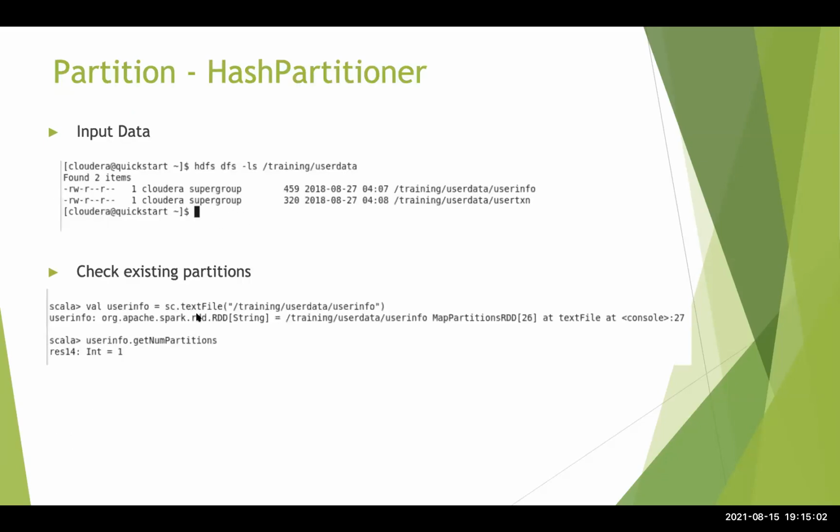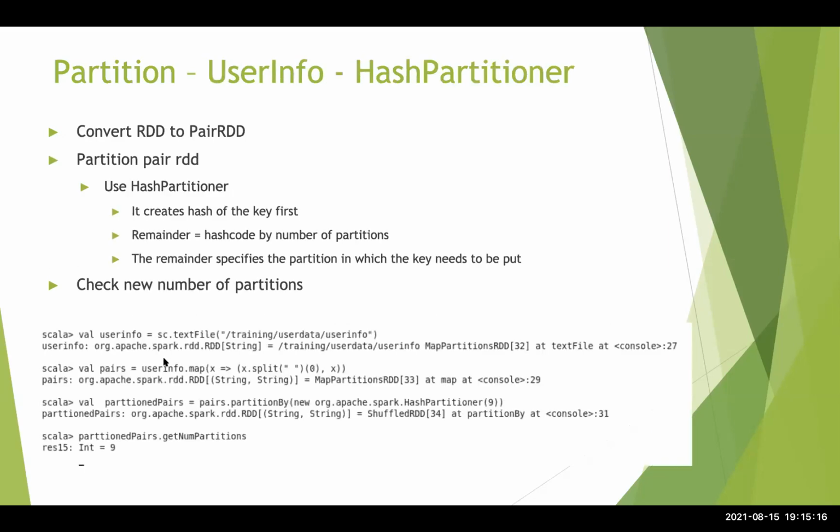I've used this in different ways. I uploaded this to HDFS and read this user info file, then got the number of partitions by reading from HDFS. You can see the HDFS here. I read this and then I checked the number of partitions. It came out as 1.